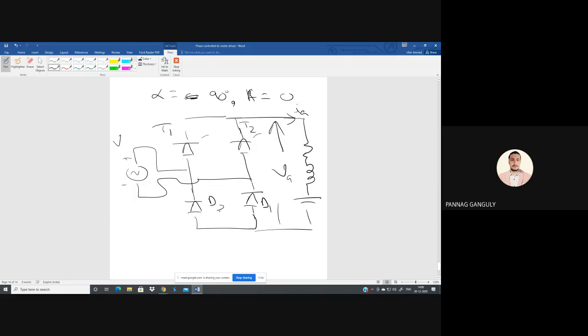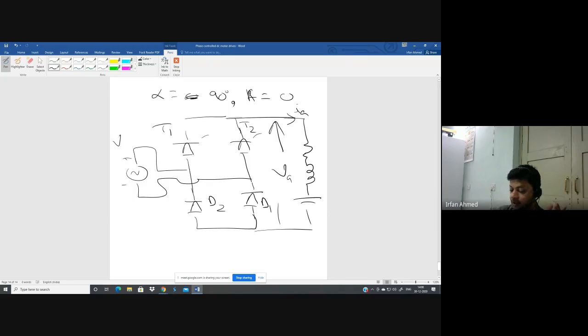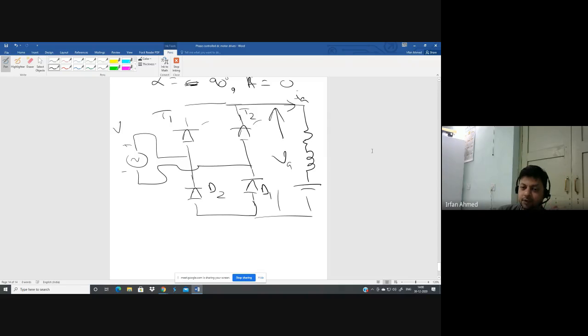Sir, why will it improve the power factor? I'm coming to that. So when you turn on T1 in the positive half cycle, T1 and D1 will conduct. And as soon as the negative half cycle comes, D2 gets forward biased. So your current starts freewheeling through T1 and D2. Then in the negative half cycle, when you turn on T2, T2 and D2 conduct. And again, when the positive half cycle starts, D1 gets forward biased. So your current starts freewheeling through T2 and D1.